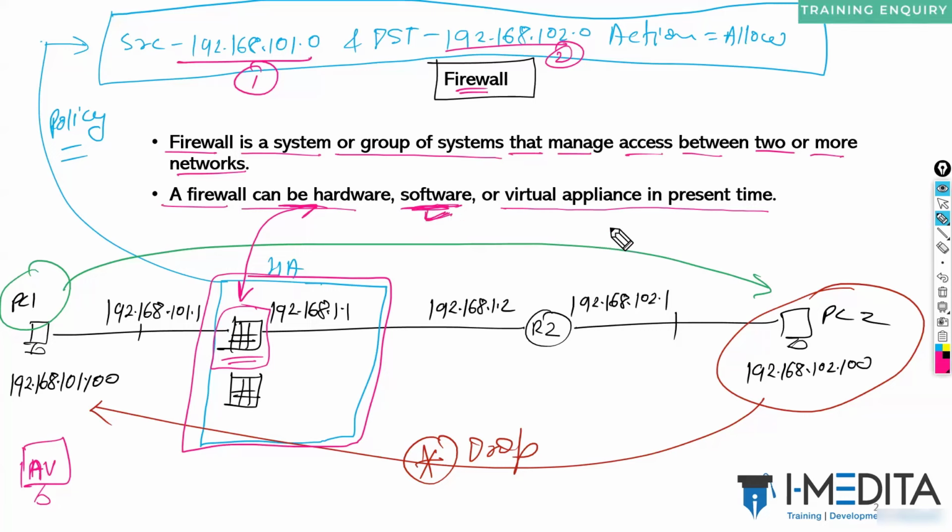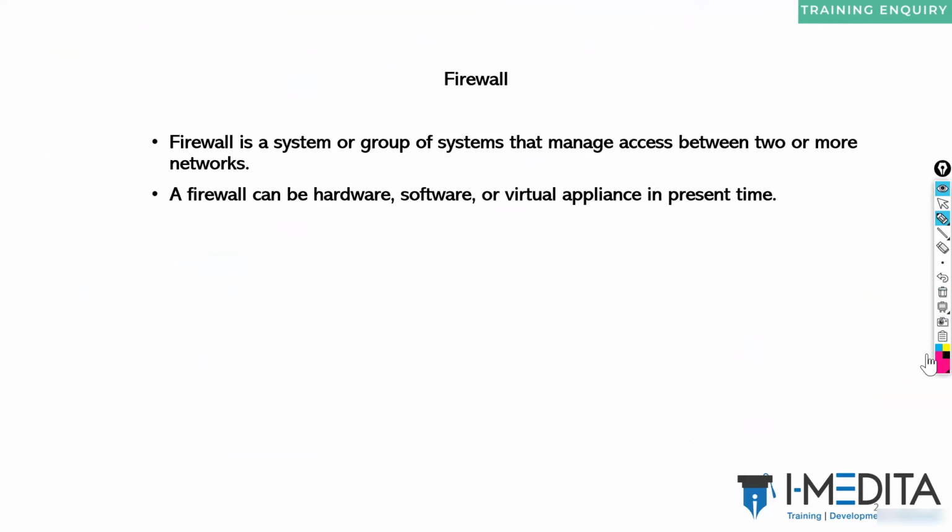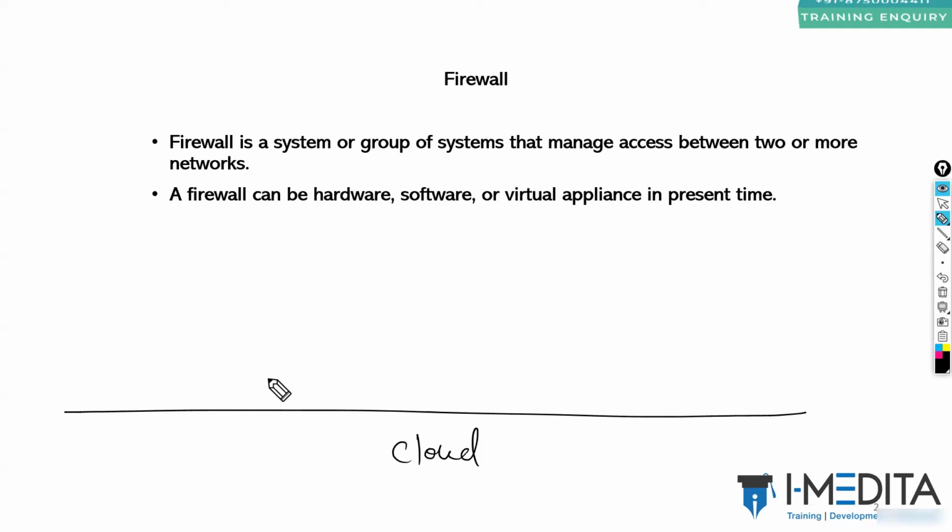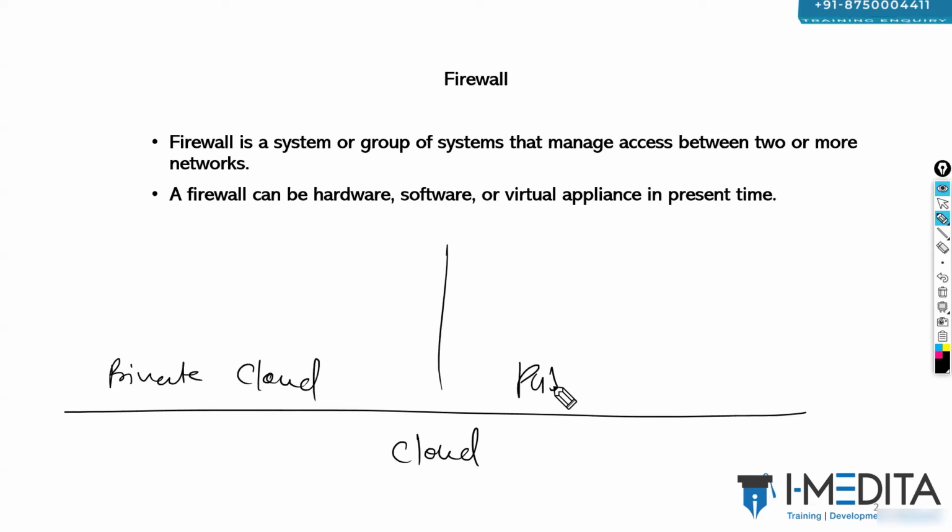Next, we have the question of when the firewall will be in virtual appliance format. To understand it, we should have an idea that in present time we use a service that is called cloud. That is called cloud, and there are two cloud types here: private cloud and public cloud.